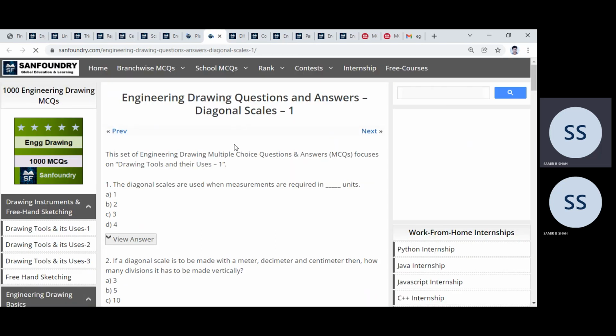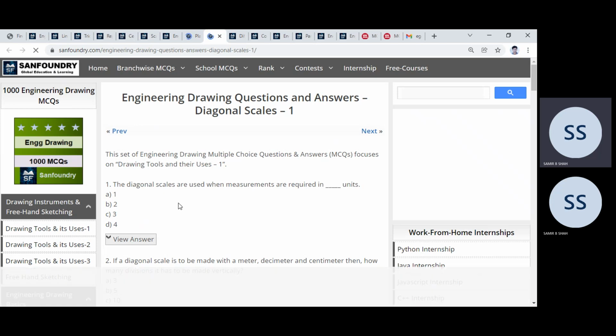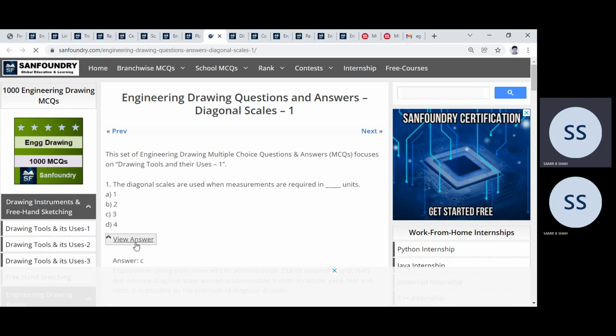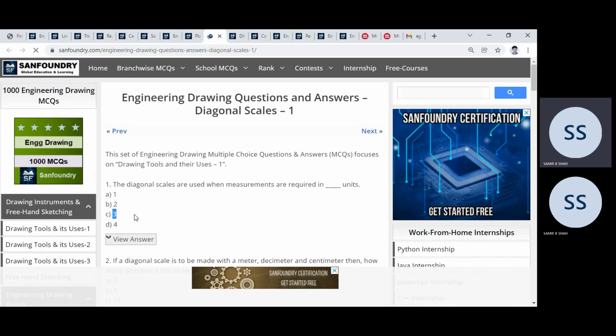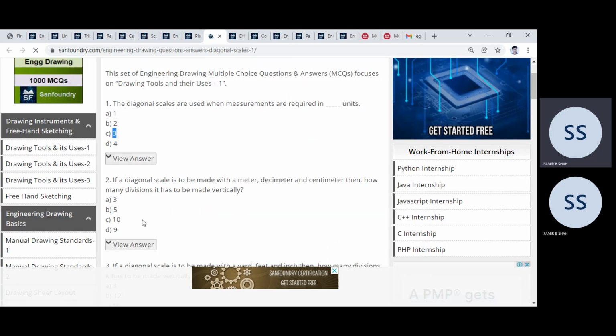So now we are not discussing the RF factor, I only discuss the basics of the diagonal scale. The diagonal scale is used when measurements are required up to 3 units. Okay, up to 3 units. If we are prepared, then we go for the diagonal scale.